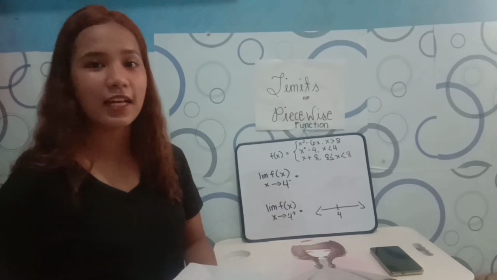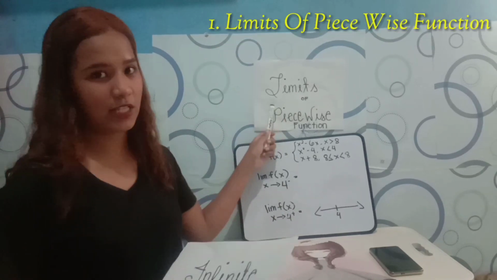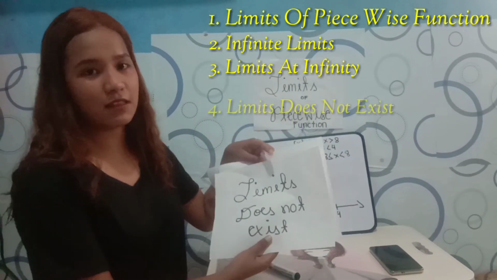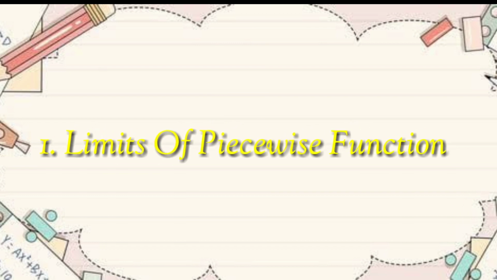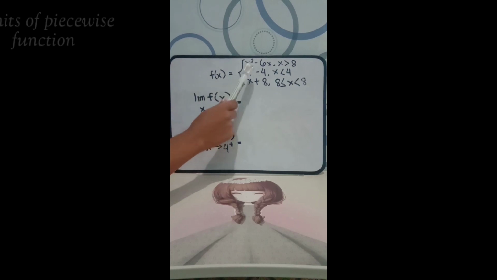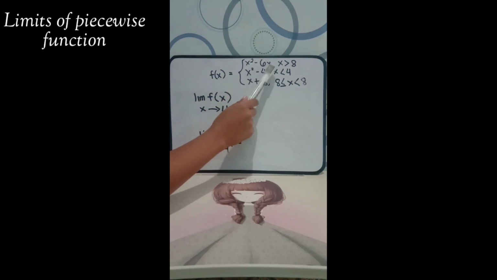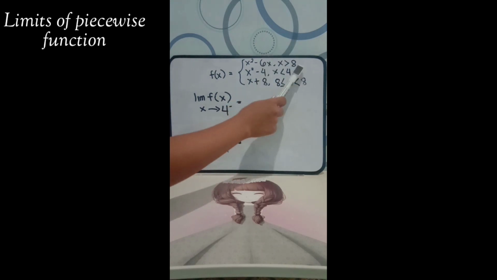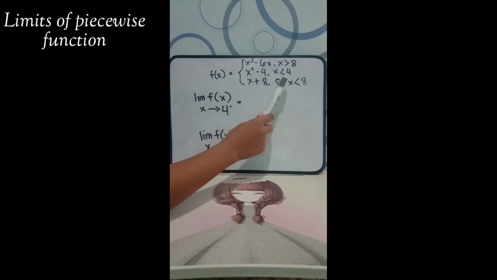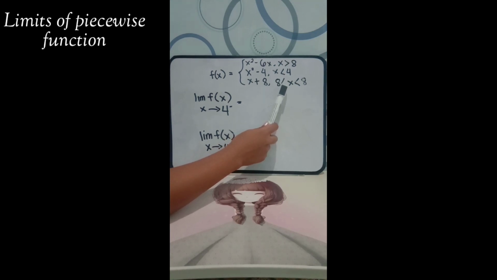Ngayon, ang tatalakayin natin sa video na ito ay limits of piecewise function, infinite limits, limits at infinity, and limit does not exist. F of x is equal to x squared minus 6x if x is greater than 8. X squared minus 4 if x is less than 4. X plus 8 if 8 is less than or equal to x and x is less than to 8.